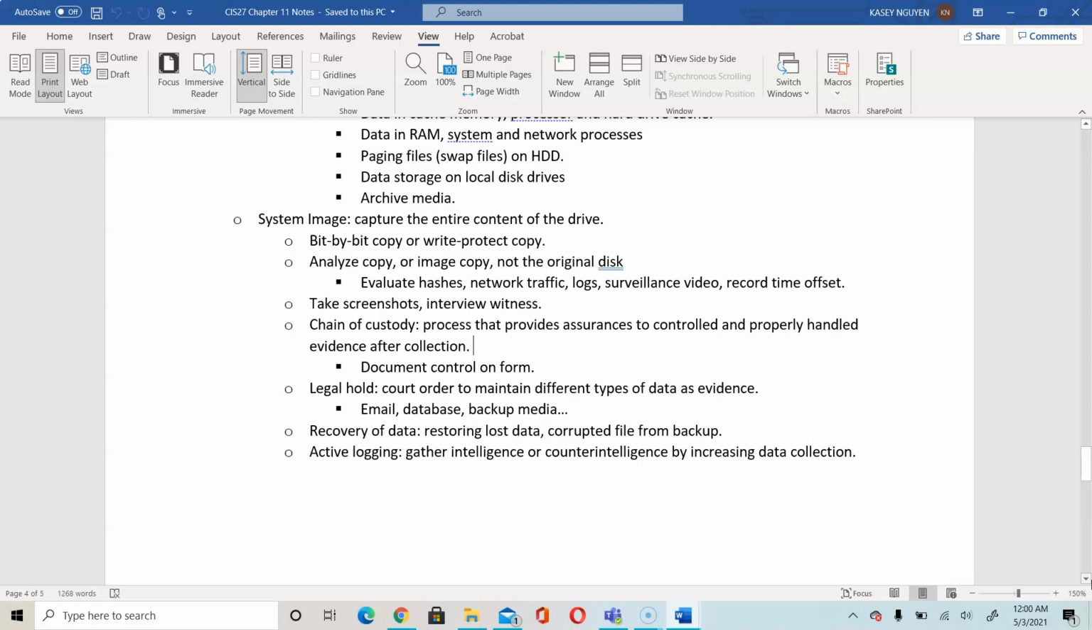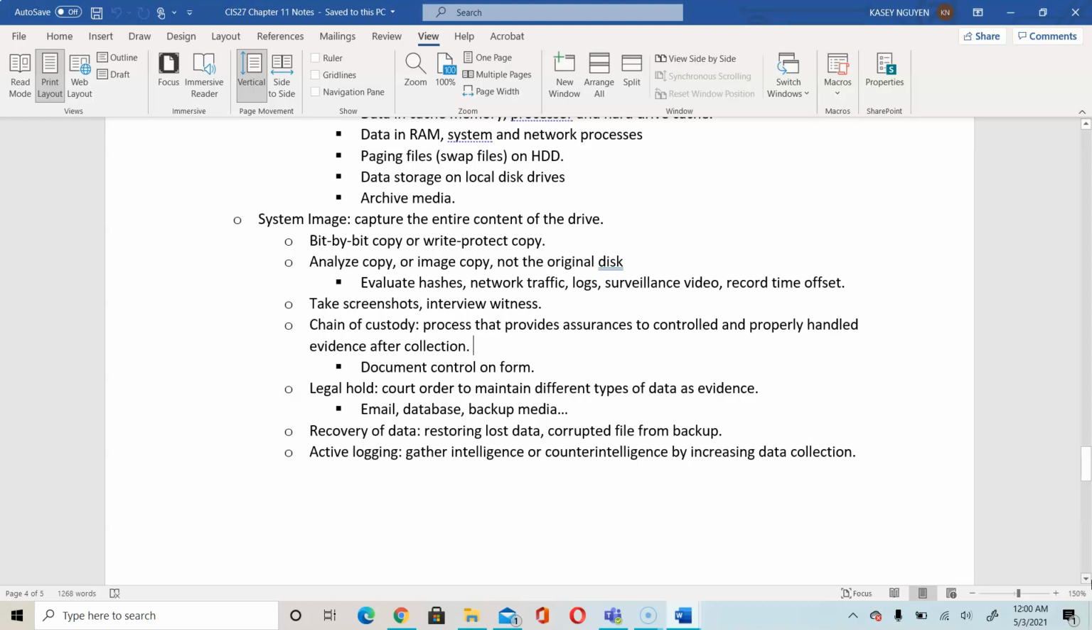Recovery of data is a way that we would restore lost data, corrupted files, or backups. So in the case of an incident, data could be lost. So loss of data would then require us to go and restore the data and pull the data. And if it's corrupted, then we have to pull it from the backup. If it's not available in the backup, we have to rebuild the data.